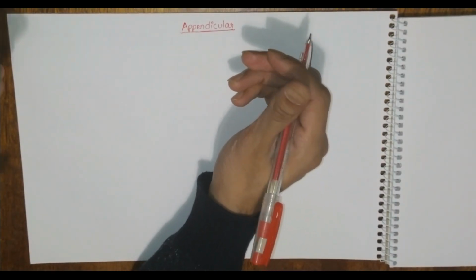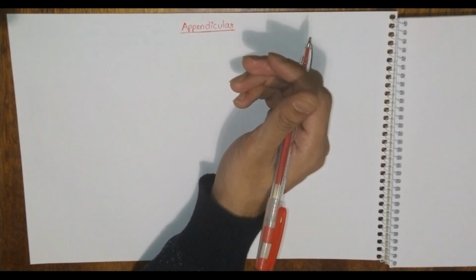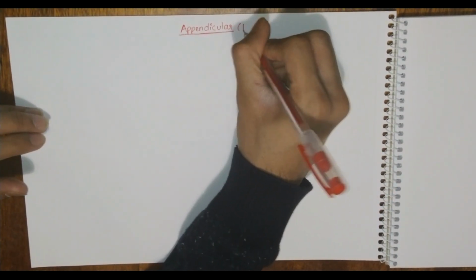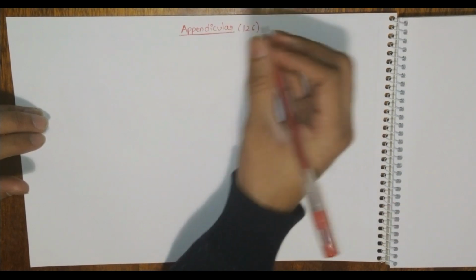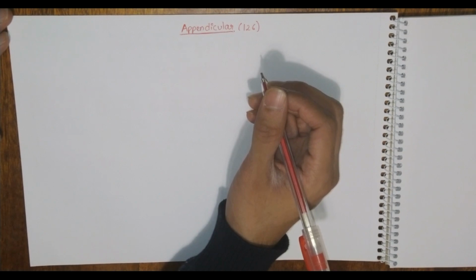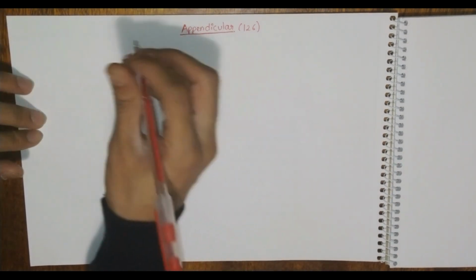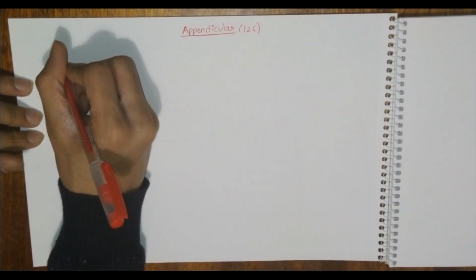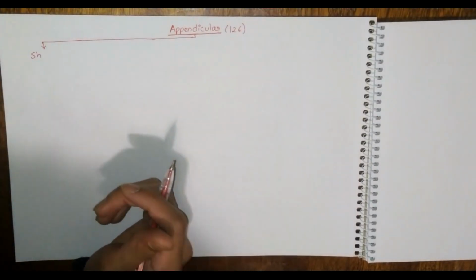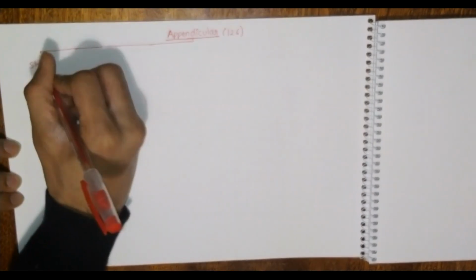Now you can see that our axial skeleton is done, that remaining is appendicular, and as you may be remembering, appendicular was 126 bones. Now let us further differentiate appendicular. The first one when it comes to appendicular is shoulder girdle.